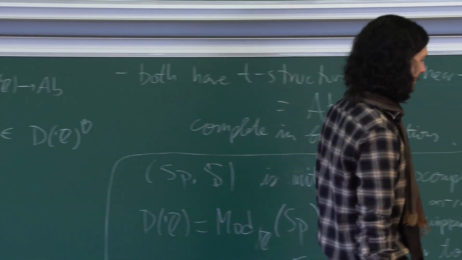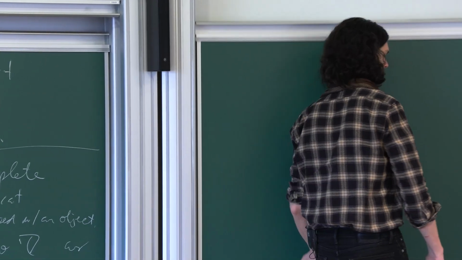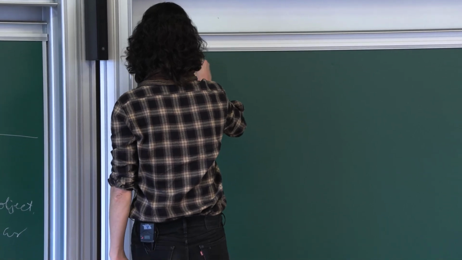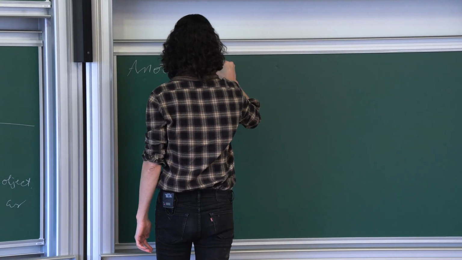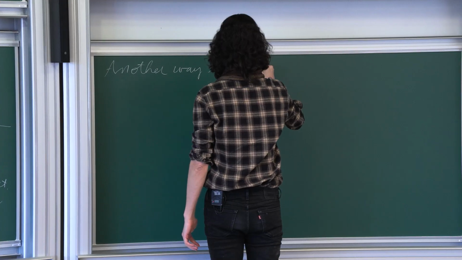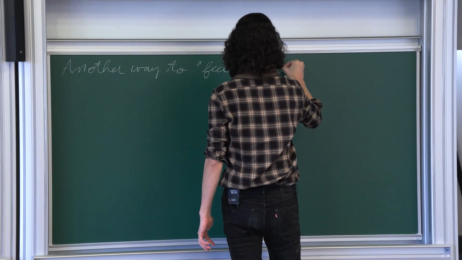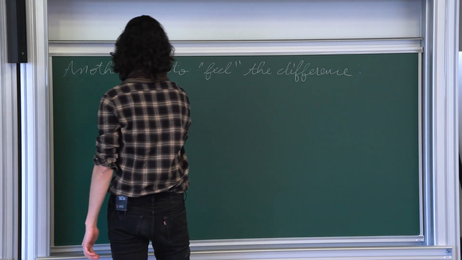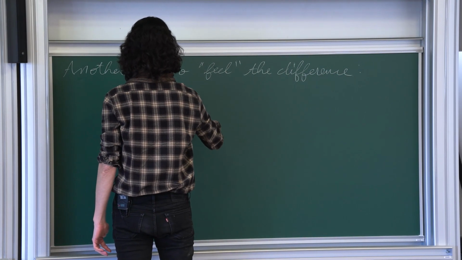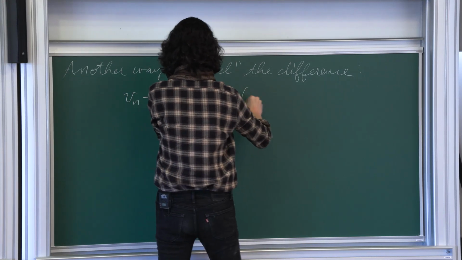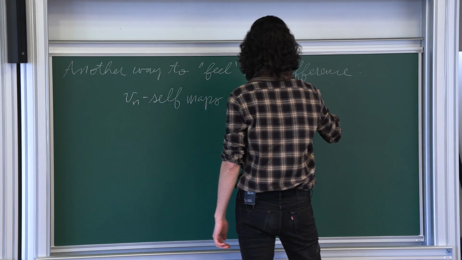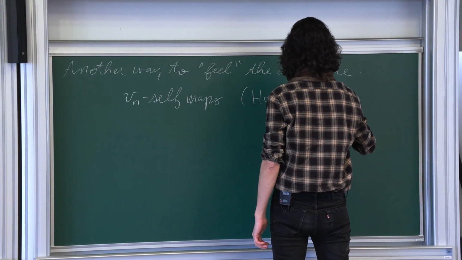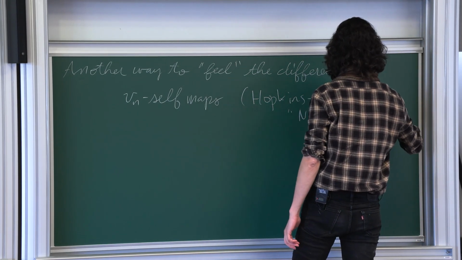But I'm going to talk about a third way to feel the difference. These are the concepts of v_n self-maps, which were produced in full generality by Hopkins-Smith in their paper, Nilpotence and Stable Homotopy Theory II.